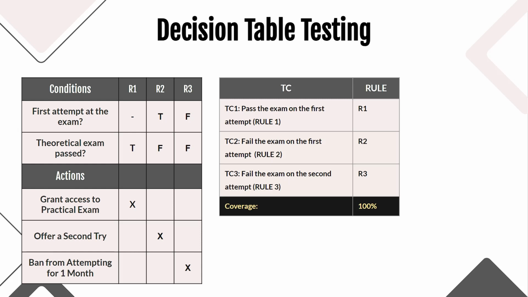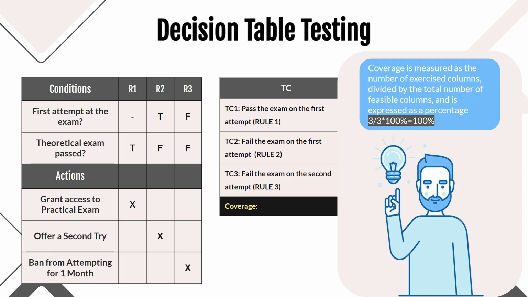Coverage is measured as the number of exercised columns divided by the total number of feasible columns and expressed as a percentage. We have 3 columns and 3 rules, and we have 3 tests, each of which covers one of the rules. Accordingly, the test coverage is 100%.